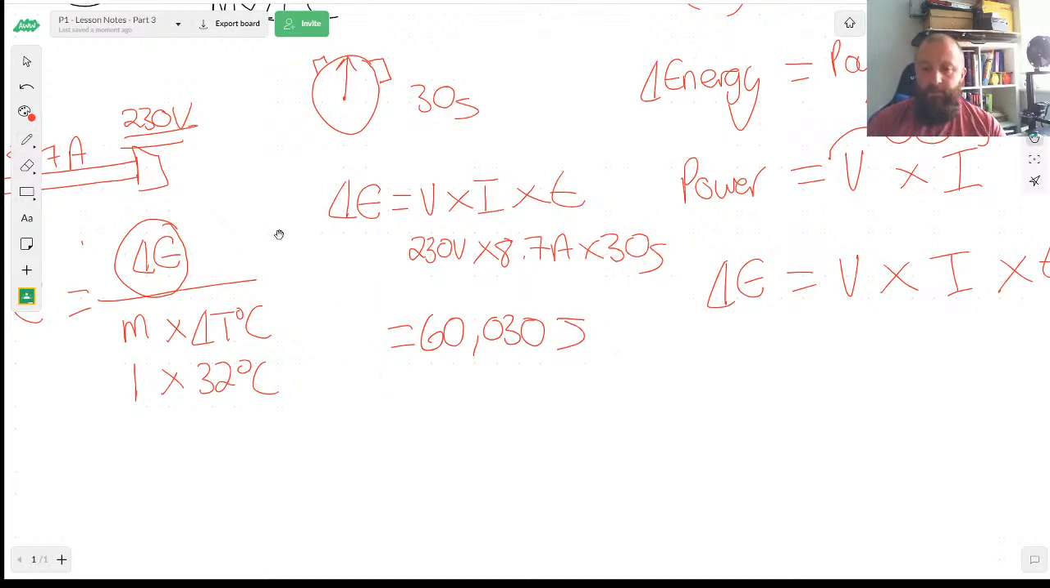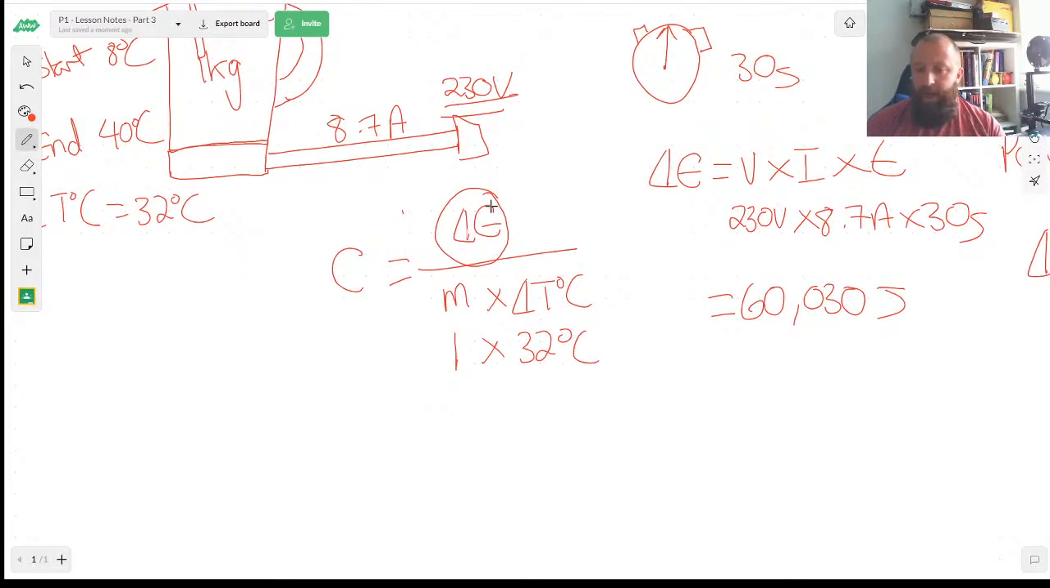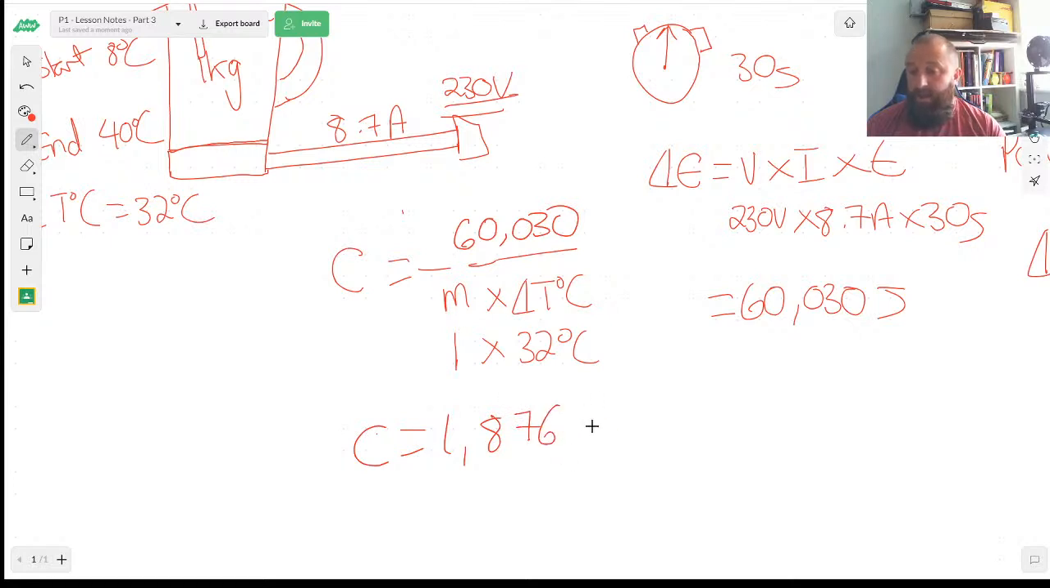into my kettle. So I can now go through and get rid of this E, and I can substitute in my value. So 60,000. So what I should end up with is 60,000 divided by 32. So let's work out what this specific heat capacity is going to be. Divide that by 32. And C equals 1,876 joules per kilogram degrees Celsius.